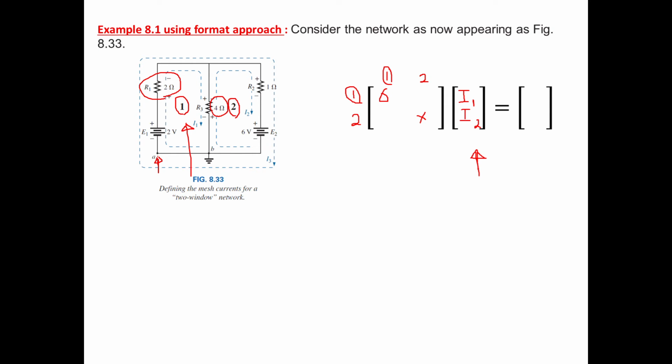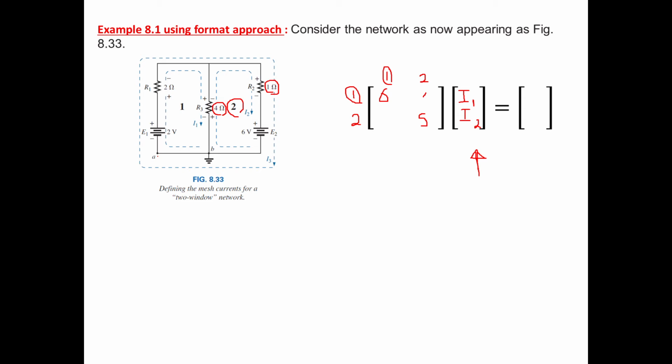So what do you mean by 2? 2 is the diagonal element. So what you have to do is go to loop number 2, and in that loop how many resistances are there? 2 resistances, 4 and 1. So we have to add the values. 4 plus 1 is 5. So we have to put 5 here. Now we have completed the diagonal element.